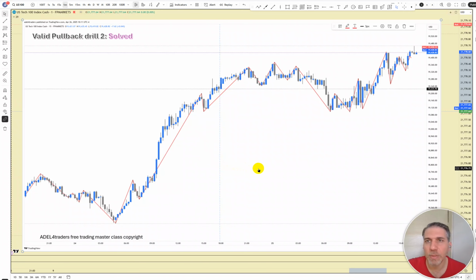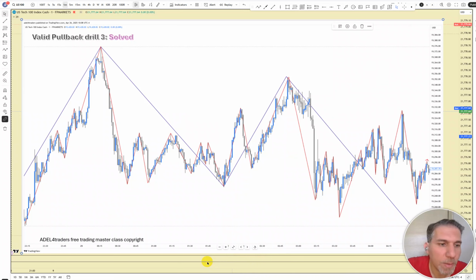Practice 3 out of set 2. I'm going to pause myself here now. So I'm back after I paused this video. I just plotted these things on the chart and took the screenshot and prepared it for you. This time we are going to have a two time frames valid pullback.